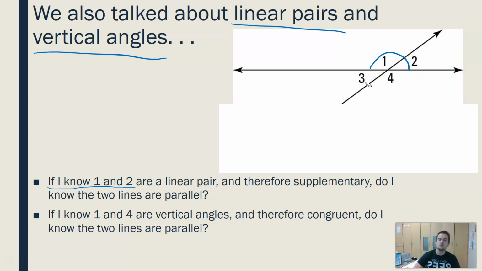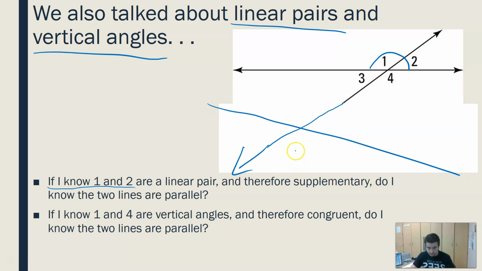So if I know that those two are a linear pair and that they're supplementary, adding up to 180 degrees, is that enough to know that these two lines are parallel? That's true that these two are supplementary, that they're a linear pair, but is that enough to say that these two lines are parallel? Well, if this is my transversal, let me just draw another line here. Are those two lines parallel?